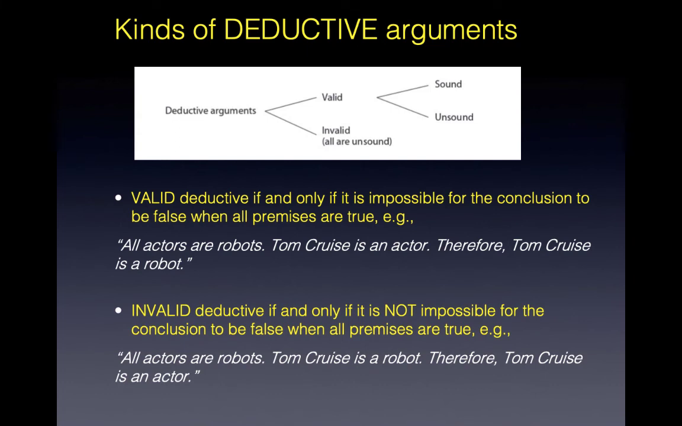You'll notice this pattern. We've been using this pattern in discussions already. This is a pattern that's called modus ponens, that is the method of affirming. For example, all actors are robots. Tom Cruise is an actor, therefore Tom Cruise is a robot.